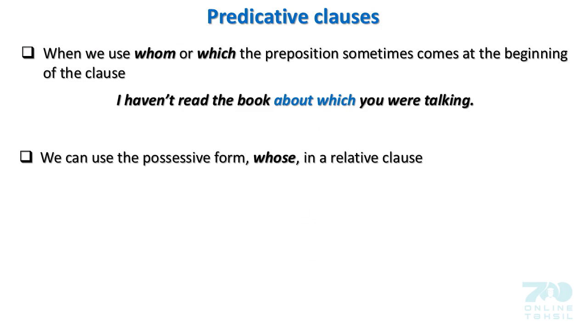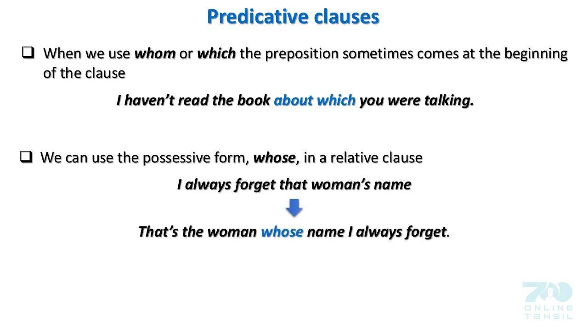We can use the possessive form whose in a relative clause. I always forget that woman's name. That's the woman whose name I always forget. I met a man whose brother works in Moscow.